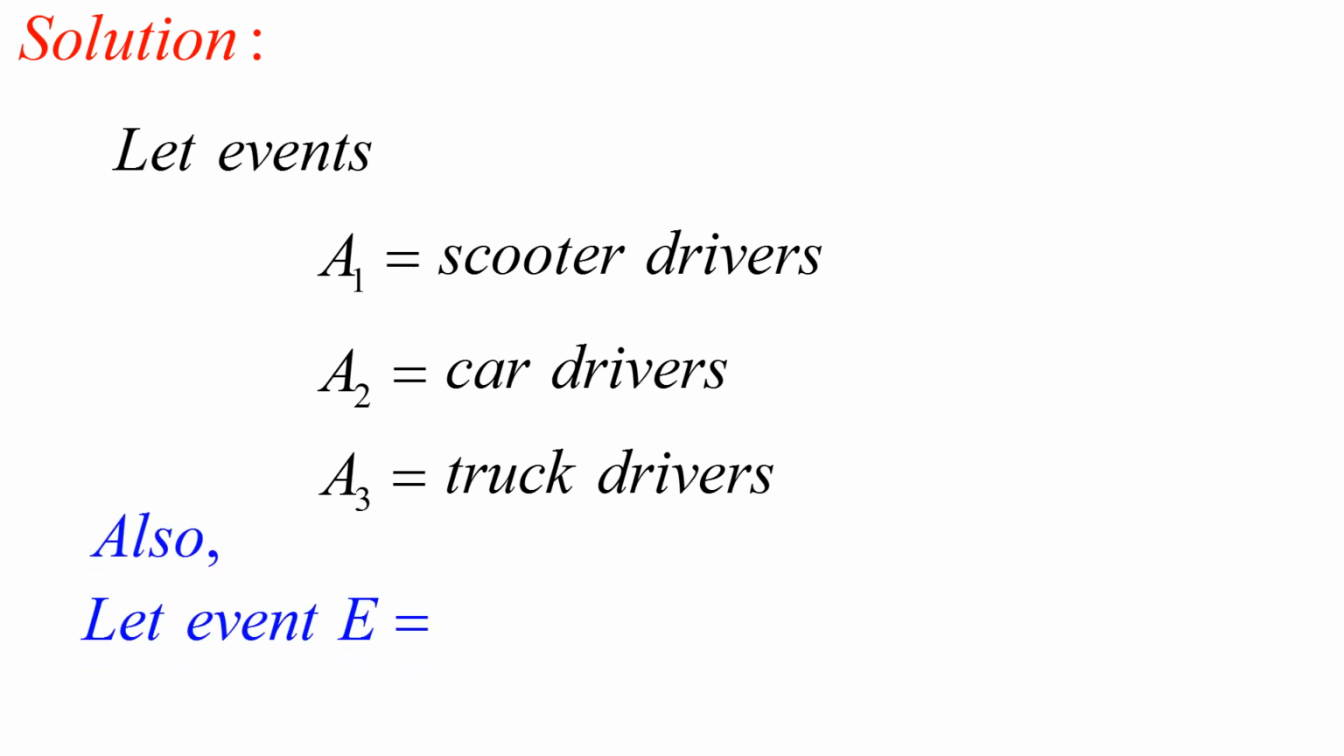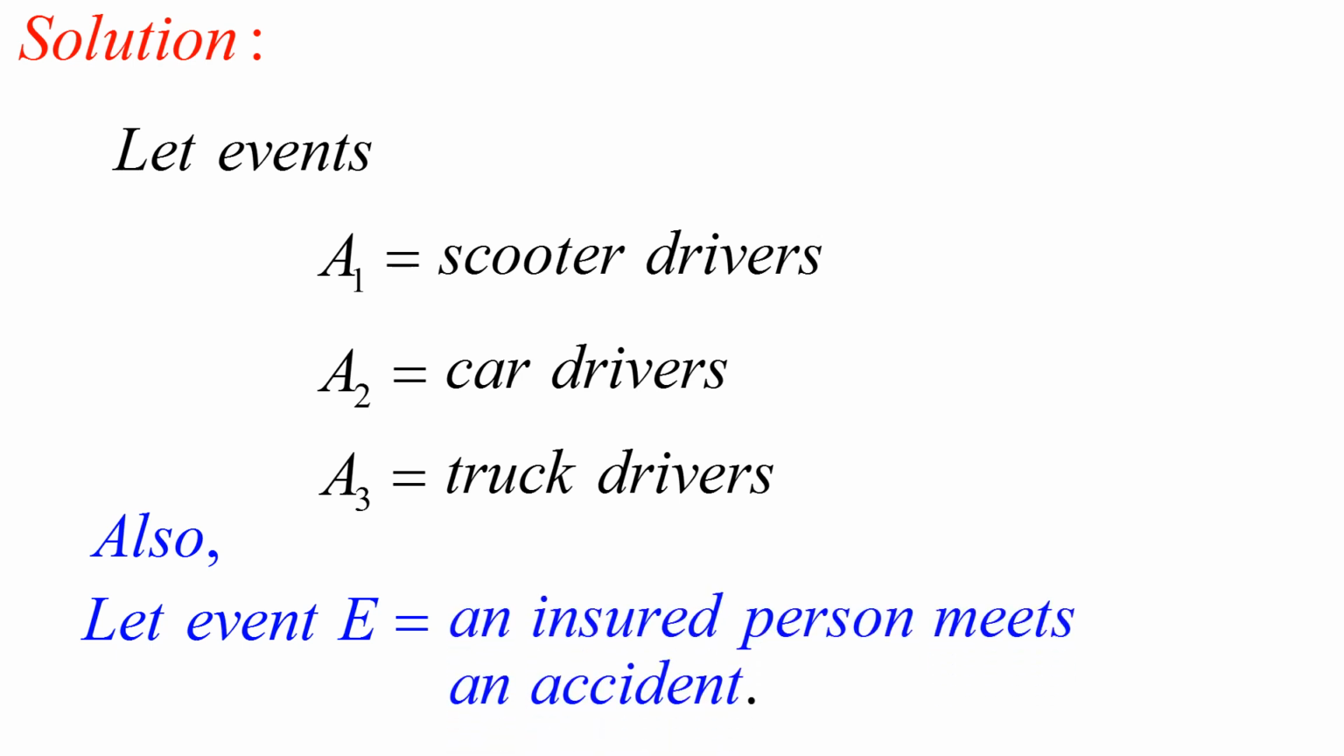And there is an independent event, E, which is described as follows. An insured person meets an accident. So please understand, this E can happen in collaboration of A1 or A2 or A3. And now under the sample space method, we have to draw the sample space like this.